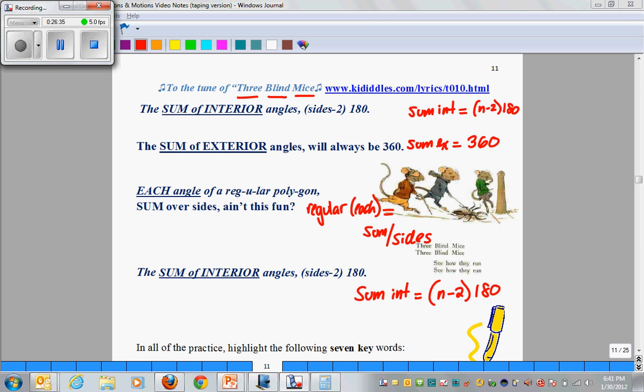Repeat that. Try it on your own. That'll help you memorize the equations. Now I'm going to show you how to use these equations.